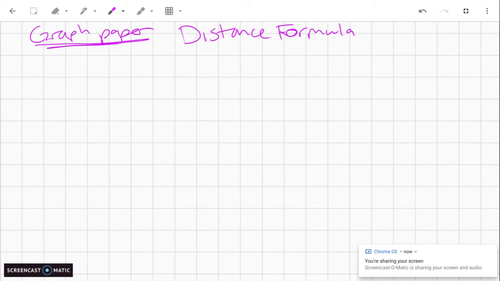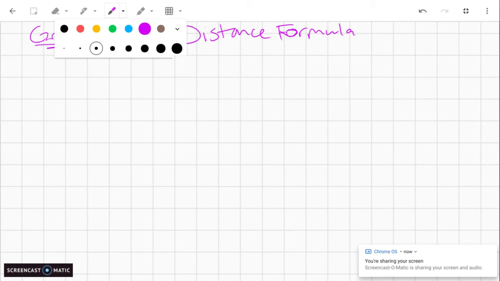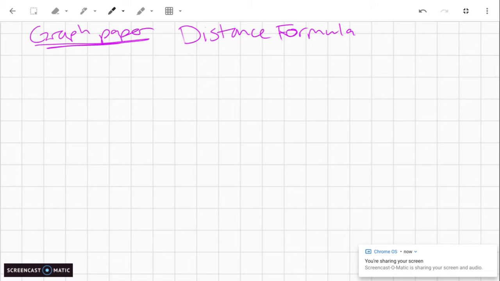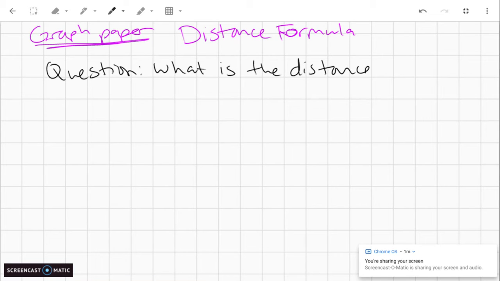And the biggest question that I have, I'm going to change this to black for right now. The question is, how far apart are these 2 points? So here's our question. Let's write this down. What is the distance between these 2 points?